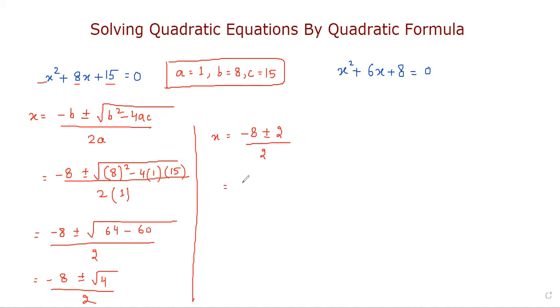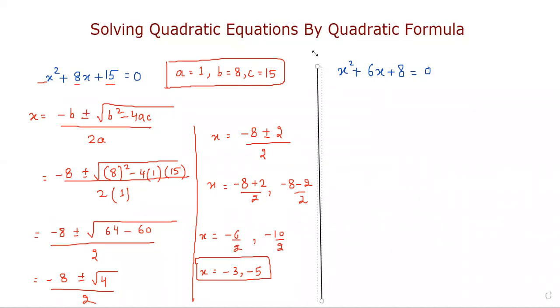So here we get two values: one is minus 8 plus 2 over 2 and the other is minus 8 minus 2 over 2. So the x values will be minus 6 over 2 and minus 10 over 2. Hence the two values of x are minus 3 and minus 5. This is how we can solve any quadratic equation by the quadratic formula in an easy way. Now we have another example.